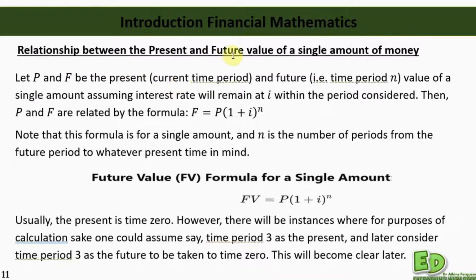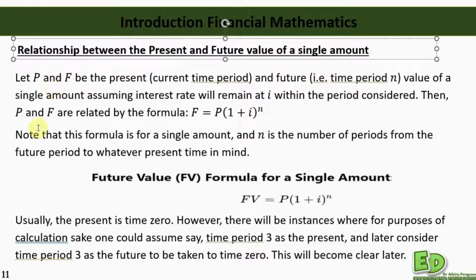So the relationship between present and future value of a single sum of money, right? Of a single sum. So we'll see the relationship between present value and future value of a single sum. P and F here represent the current time period, where P is the present value, F is the future value, N is the number of years, assuming an interest rate which is constant, will remain at I within the period considered.